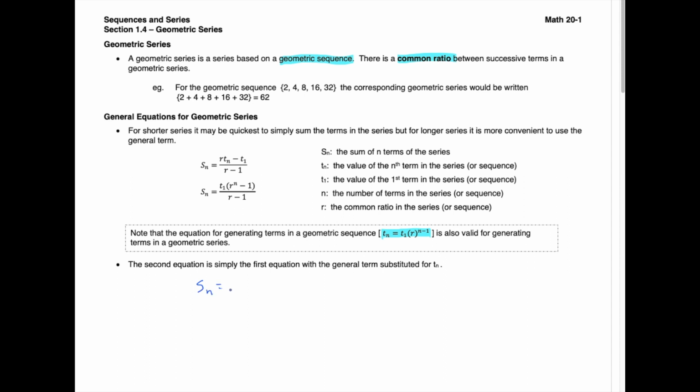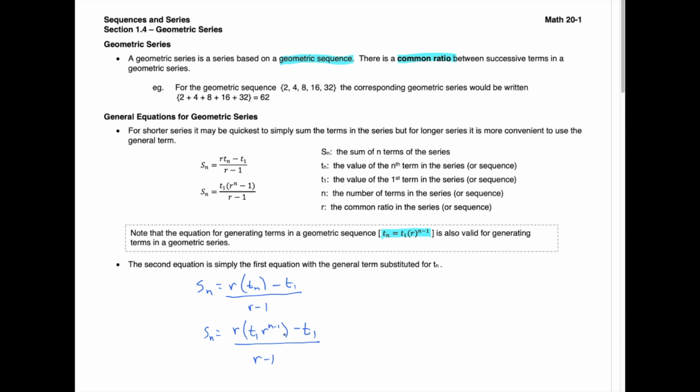So if we look at the derivation of that, I have r times t_n, and then minus t_1, and then all over top of r minus 1. So what I'm going to do is I'm going to put in this t_1 r to the n minus 1 in for my t_n term here. So it'll give me S_n equals, and now my t_n will be written as t_1, and then r to the n minus 1, all subtracting t_1, and then over r minus 1.